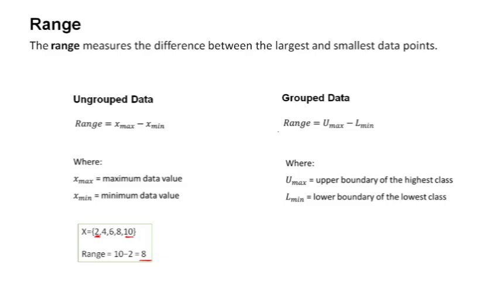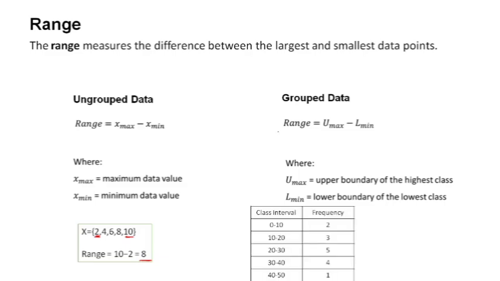As we have seen, the various classes are given there. So in this example also you can see, 0 to 10, this is the first, 10 to 20, 20 to 30, 30 to 40 and 40 to 50. Here you have to identify the highest class and lowest class. So the lowest class is 0 to 10 and the highest class is 40 to 50. Now you have to take the lower bound of the lowest class and the upper bound of the highest class. This is important for calculating the range.